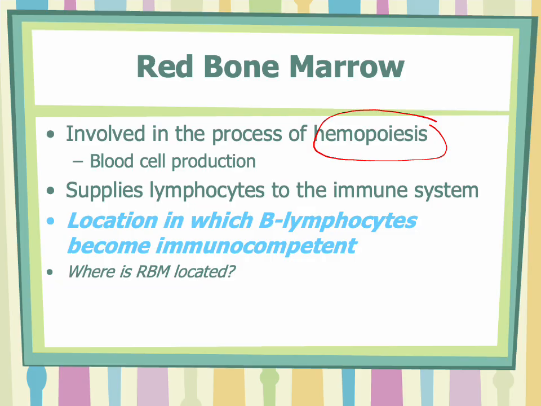For matters of this presentation, we care about the B lymphocytes because this is where they become immunocompetent. And of course, red bone marrow is located in the long bones, such as the epiphyses of your femurs.